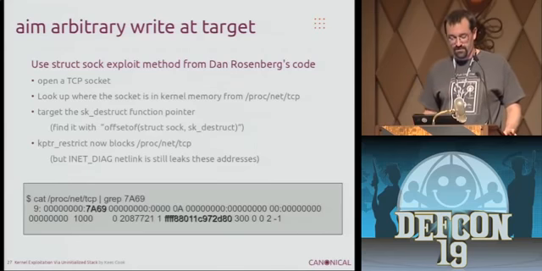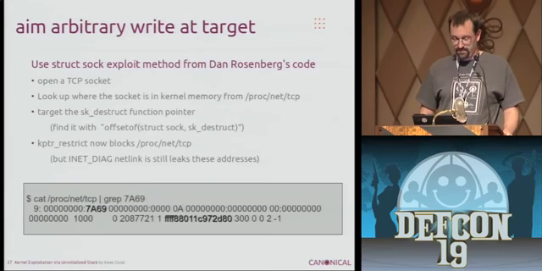In modern versions of the kernel, kpointer restrict now blocks procnet TCP, but you can still get the same information out of a netlink thing that is still open. So you just have to modify your code a little bit.